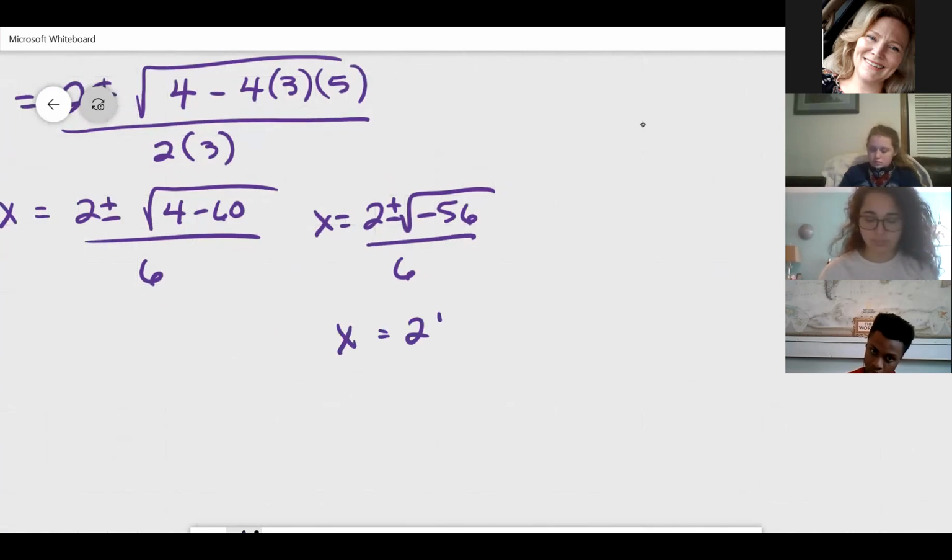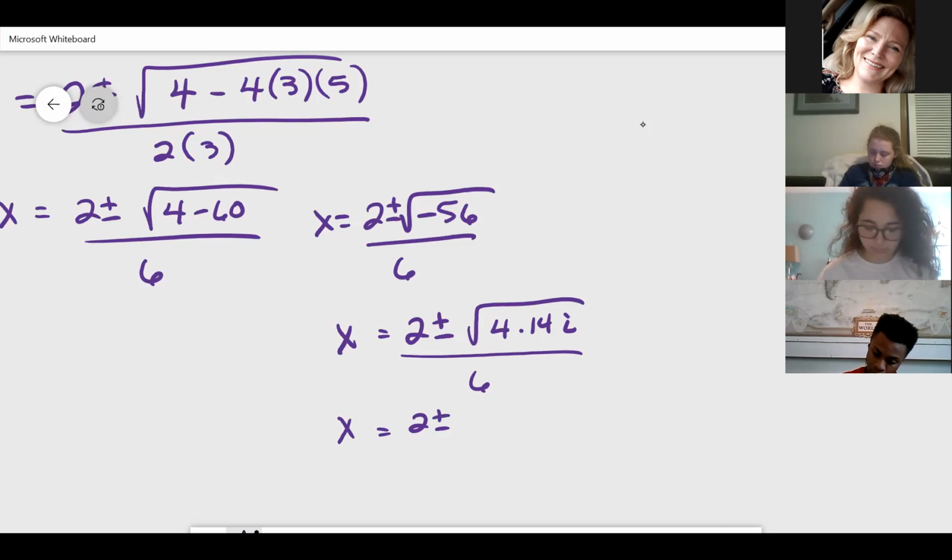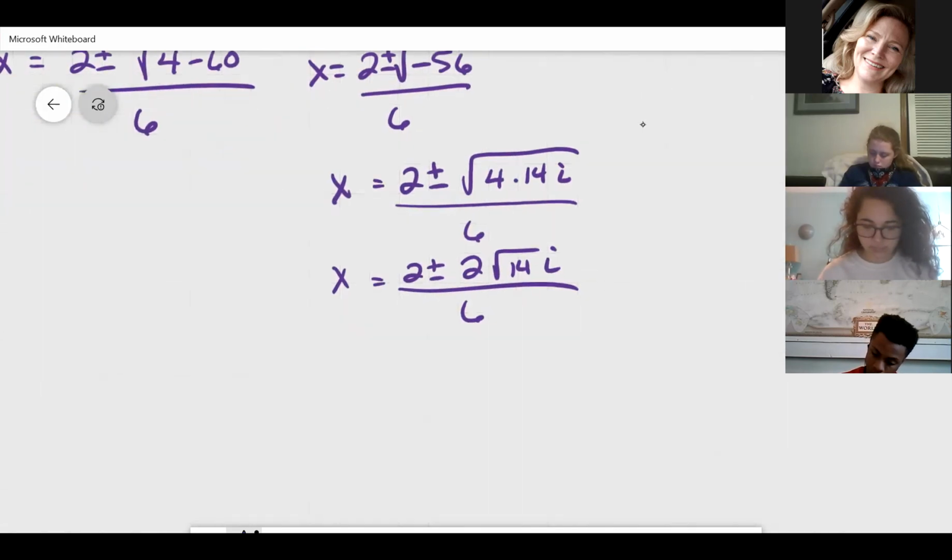x equals 2 plus or minus, let's think about that negative 56. 56 is 4 times 14 times i. Remember, we're going to have that i now. That's how we're going to deal with the negative sign. The square root of 4 is going to be 2, right? So I get to pull that out. So I get x equals 2 plus or minus 2 times the square root of 14i over 6.